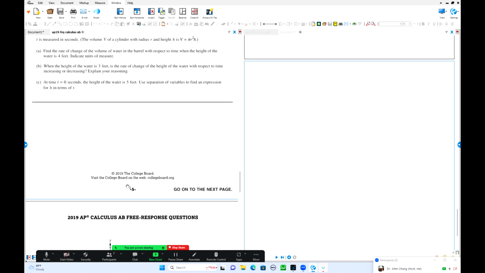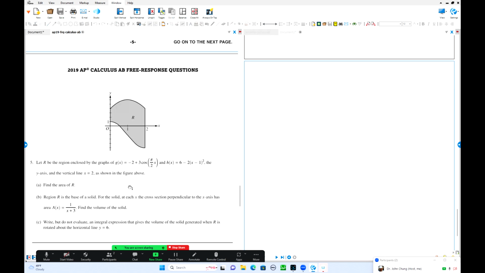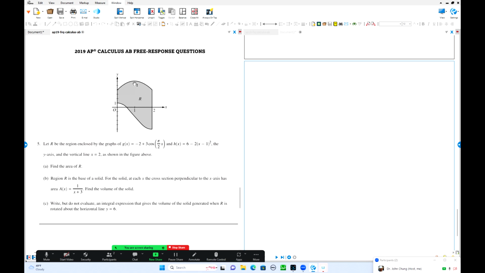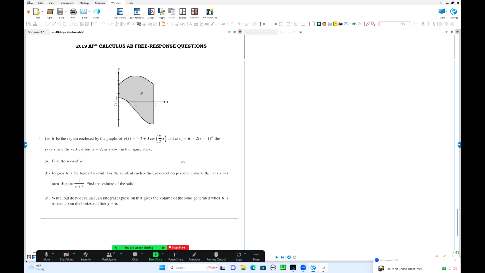Oh, we did number 4. Area, already given by some figure over here. Every test, do you remember, right? R is the region enclosed by the graph of g of x. It doesn't matter, we can handle this one, because the cosine antiderivative, we can handle it. This is a polynomial, no problem at all.